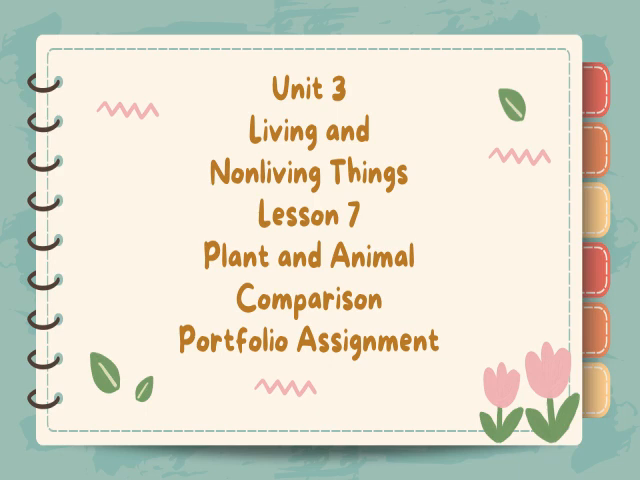Today I'm going over the Kindergarten Science, Term 1, Unit 3, Living and Non-Living Things, Lesson 7, Plant and Animal Comparison Portfolio Assignment. For this assignment, you'll have a worksheet that you print out and complete before turning it in to your teacher for a grade. Let's look at your lesson to see how we should complete this portfolio assignment.